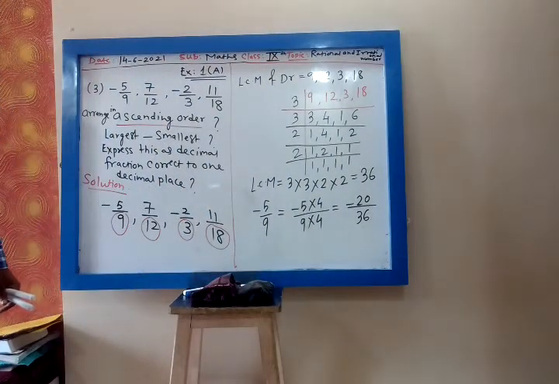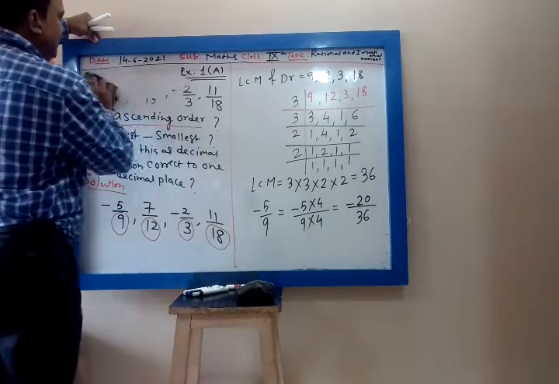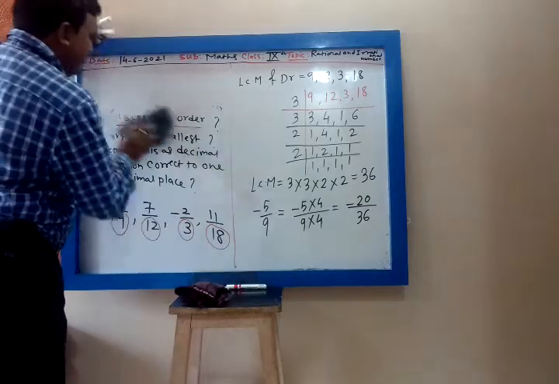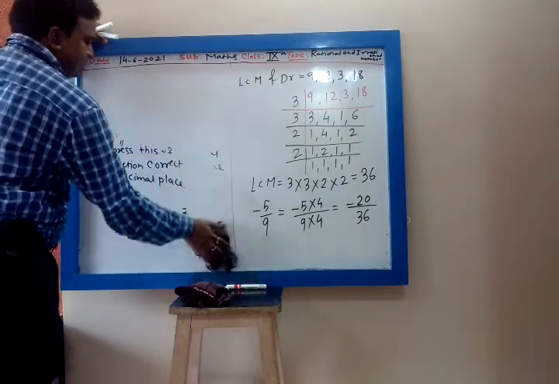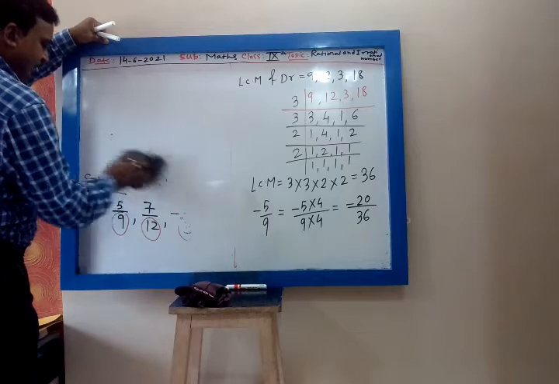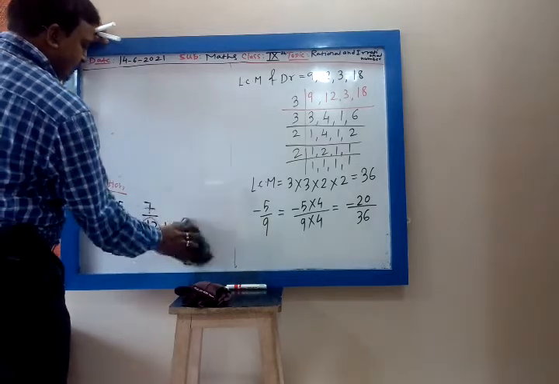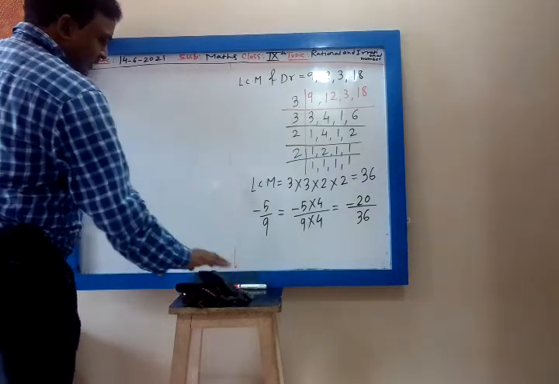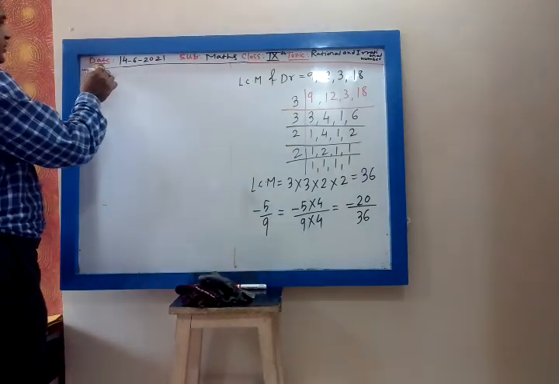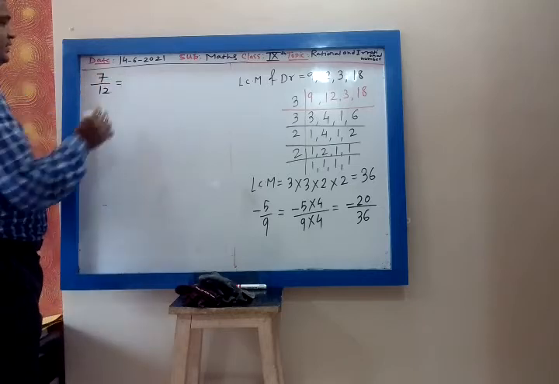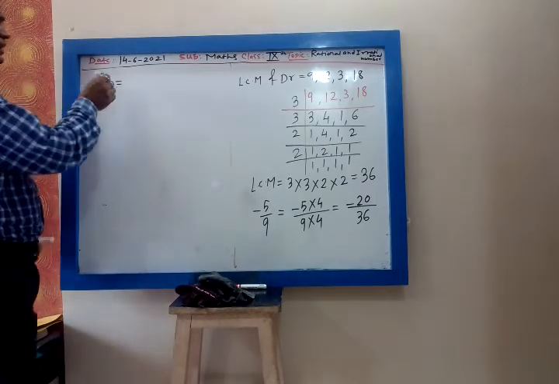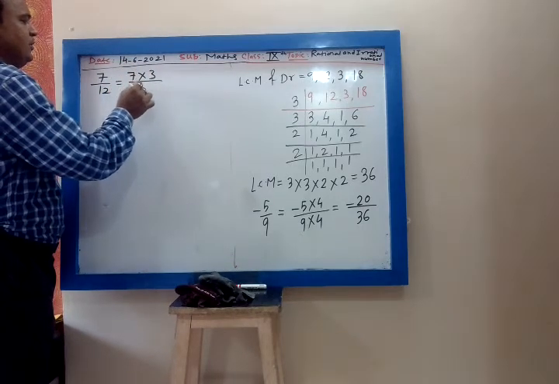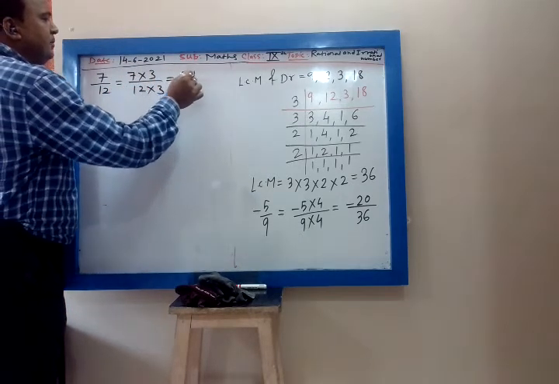Each rational number you make with equal denominator, because my LCM is 36. Now the second number is 7 upon 12. To make the denominator 36, you multiply by 3. So multiply by 3 in numerator as well as denominator. So 7 into 3 upon 12 into 3, that is 21 upon 36.